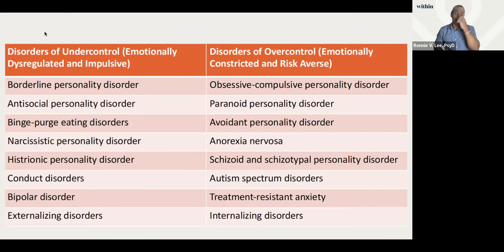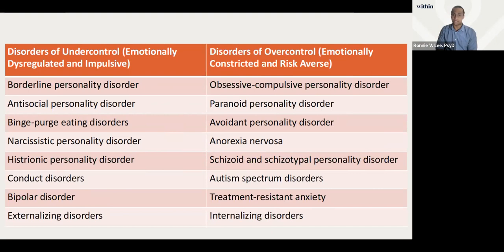I just want to put this up quickly. I got this directly from the skills manual. It just looks at different disorders that we would classify as under control or over control. So on the left, we have borderline personality disorder, bipolar disorder, binge-purge eating disorders, externalizing disorders as well. So these are all kind of like our hallmark under control. And on the right, we have OCPD, of course.